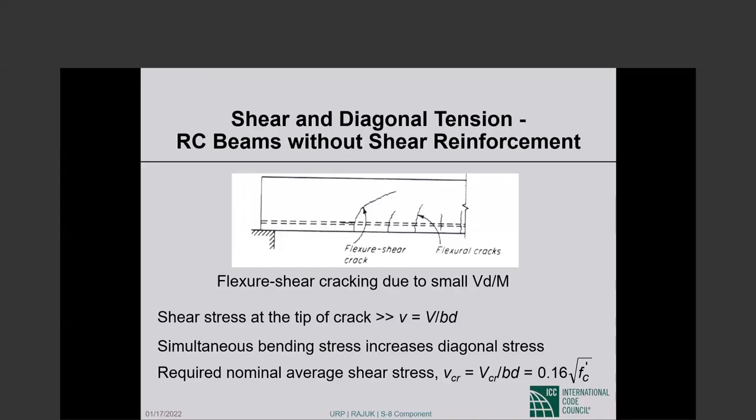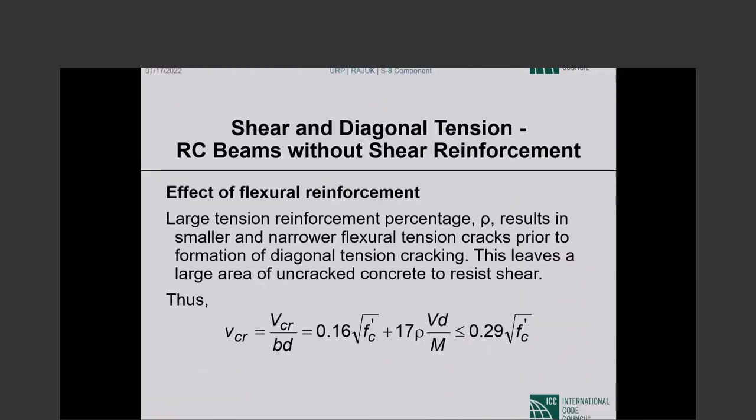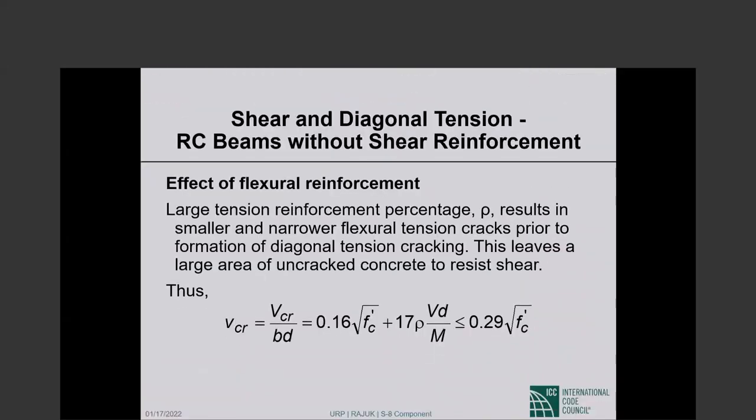It is much more variable. Everything depends on the proportions of the beam, if it is a thin-webbed beam and all kinds of things. But flexure shear cracking happens at a lower stress than web shear cracking. And this is why flexure shear cracking is much more common than web shear cracking.